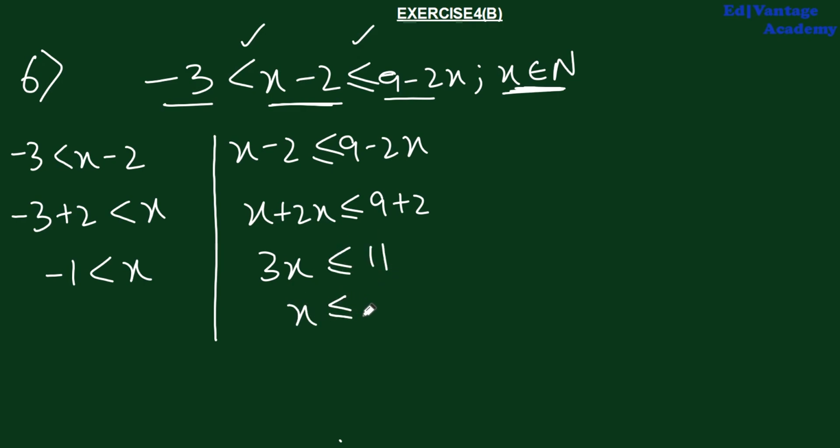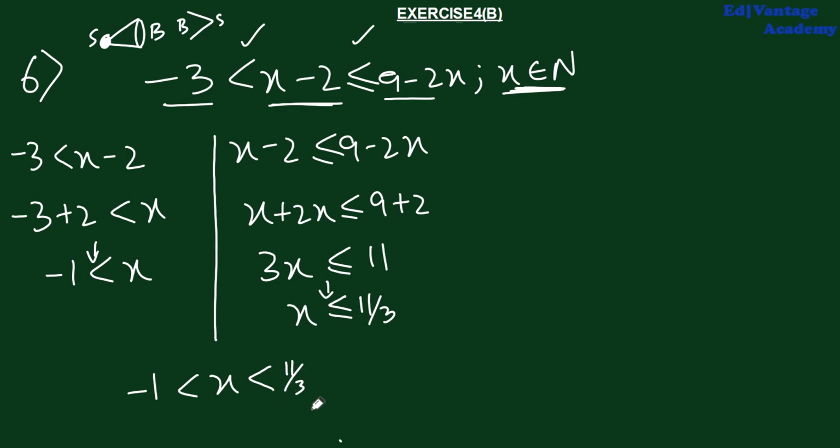So x is less than or equal to 11 by 3. So one time I can write x is greater than something and x is less than something. x is lesser than or equal to 11 by 3, you can see, and x is greater than minus 1. Pay attention to these symbols. Whichever side the mouth opens is the bigger side, this side is smaller. If I write it reversed, this side is smaller, this side is bigger. So here minus 1 is smaller than x, and 11 by 3 is greater than x. And x belongs to natural numbers.